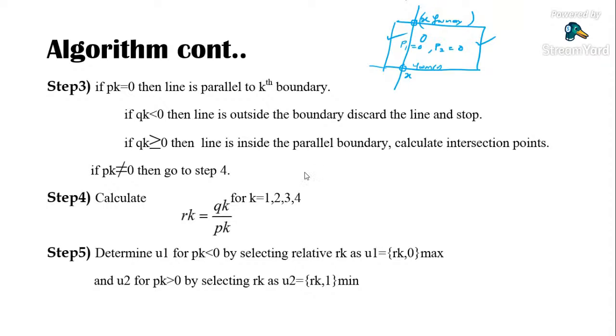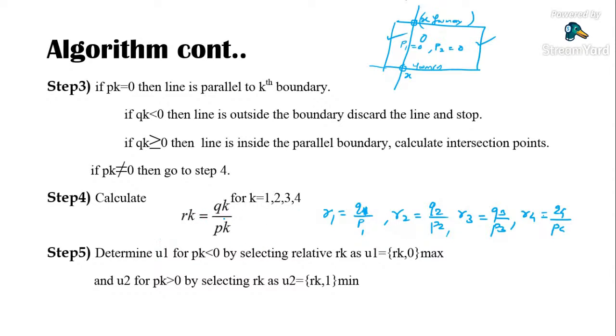You have to calculate r of k. R of k is the ratio of q of k upon p of k. So this is nothing but equal to, you have to put k is equal to 1. So it will be r1 is equal to q1 upon p1. Then r2 is equal to q2 upon p2. R3 is equal to q3 upon p3. And r4 is equal to q4 upon p4. So you have to calculate all those r by putting the value of k 1, 2, 3, 4.